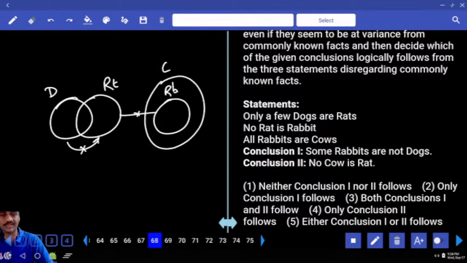All rabbits are dogs. This entire rabbit must be a part of dog. Is it possible to write dog like this or not? Can you write dog like this or not? Why is it no? The dog cannot be entirely allowed in rat. Rat will be like this. Rat is as it is.